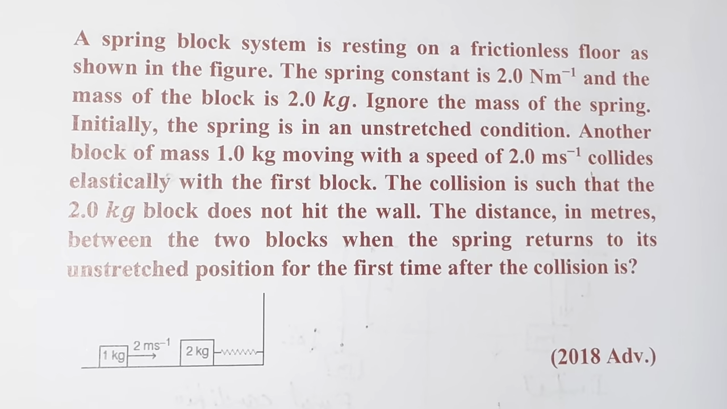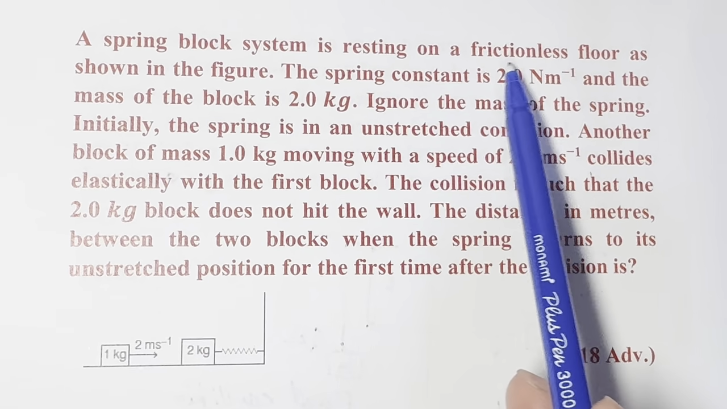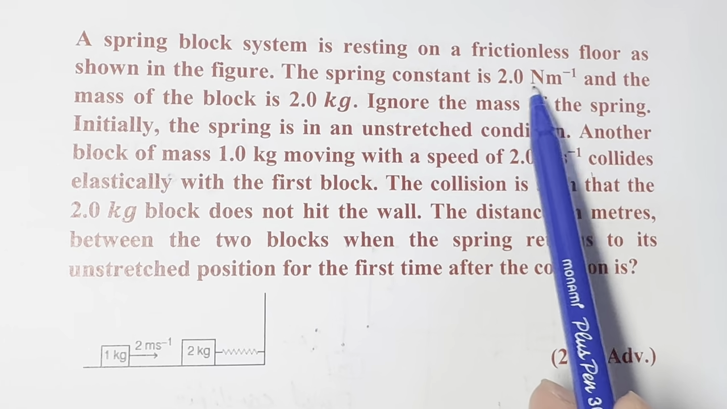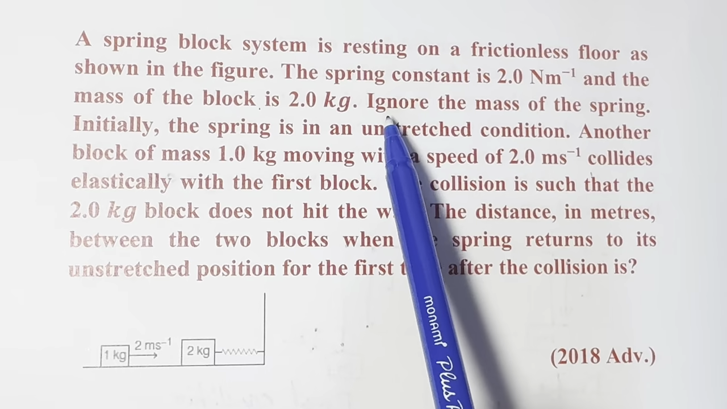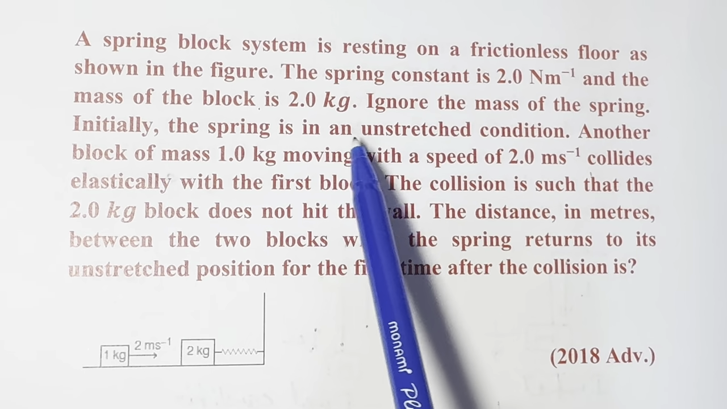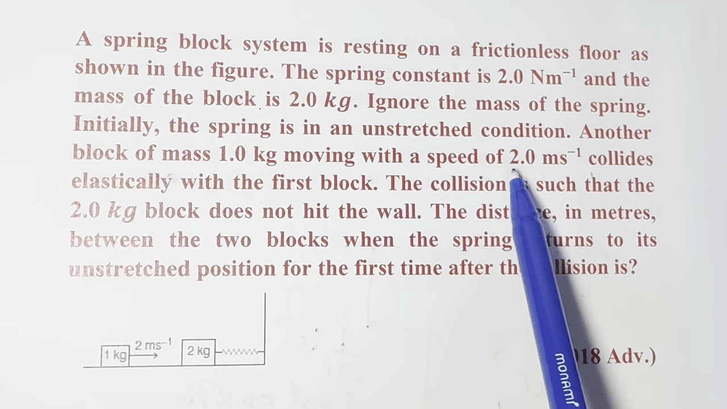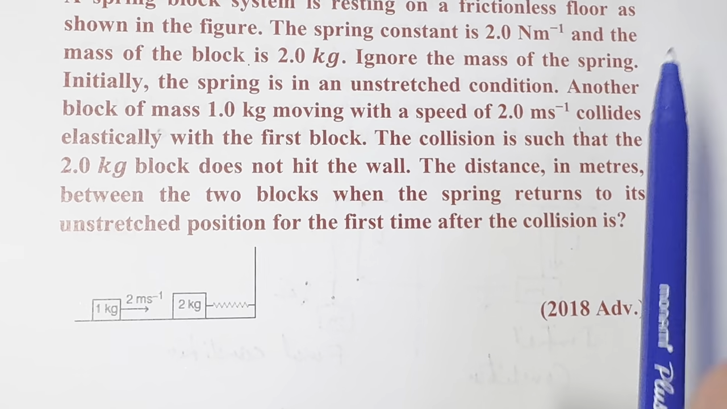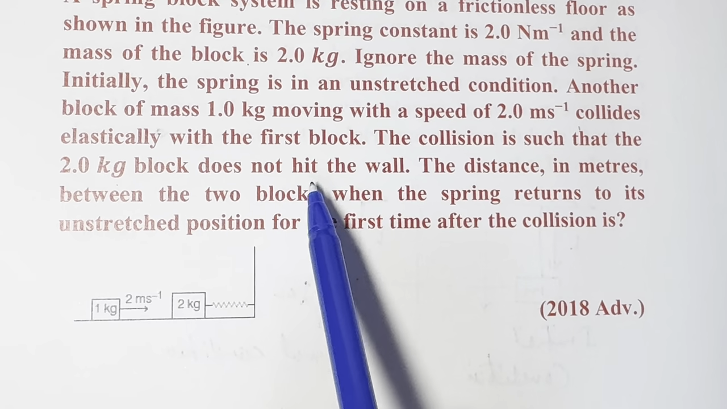Hello friends, today's question. A spring block system is resting on a frictionless floor as shown in the figure. The spring constant is 2.0 Newton per meter and the mass of the block is 2 kg. Ignore the mass of the spring. Initially, the spring is in unstretched condition. Another block of mass 1 kg moves with a speed of 2 meter per second and collides elastically with the first block. The collision is such that the 2 kg block does not hit the wall.